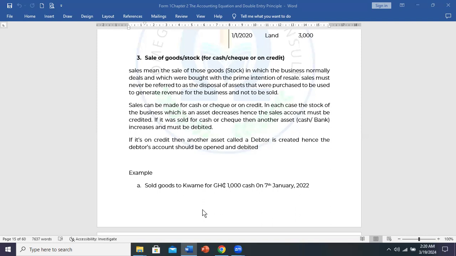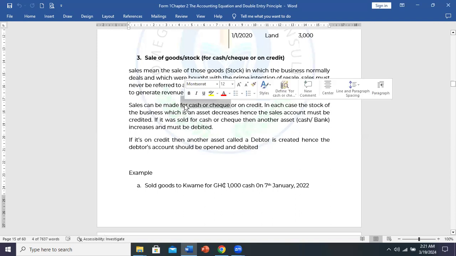Okay. So when you sell the goods, we are saying that you can sell it for cash or check, or you can sell it on credit. So note these things here. You can sell it for cash or check, in which case we call it a cash sales. Or you can sell it on credit. On credit means that the customer didn't pay. Now, in both cases, you are selling the goods. So stock is going to decrease. The asset stock is going to decrease.